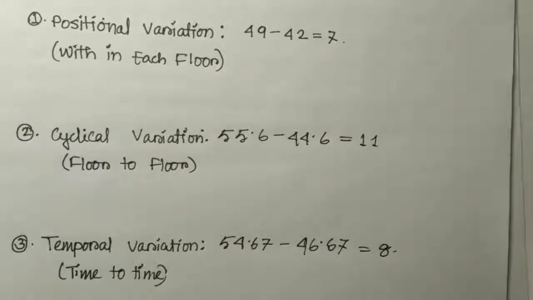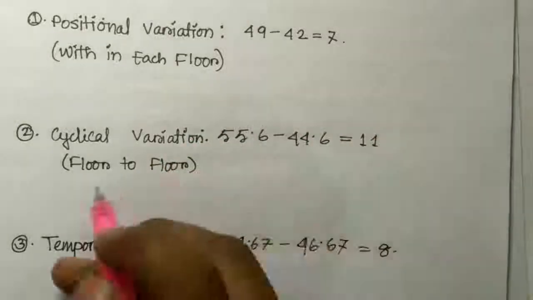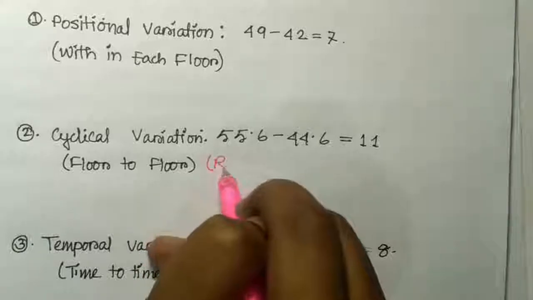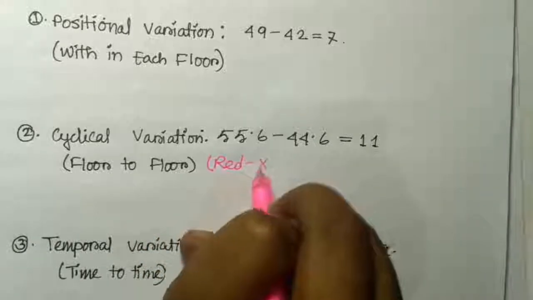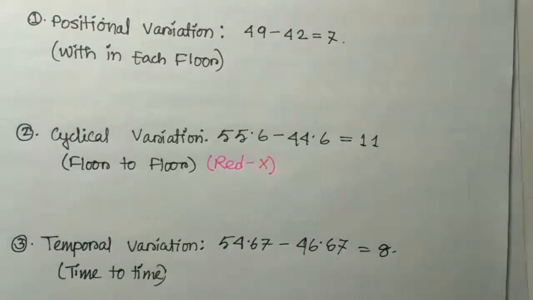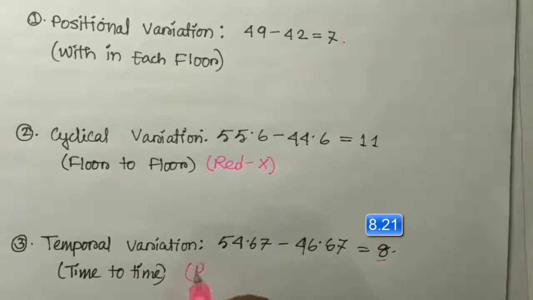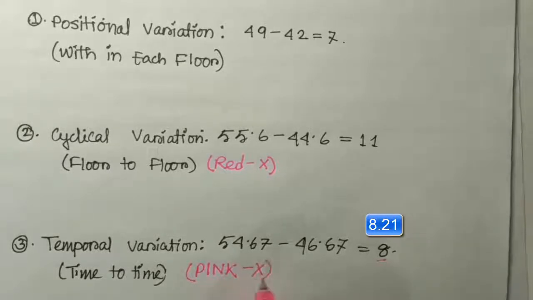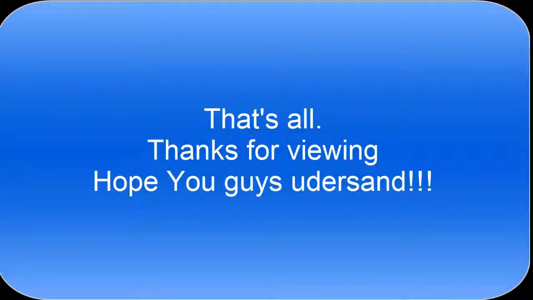The cyclical variation is the largest, so that would be our red X, the most important and serious factor affecting our quality. And the second one is temporal variation, which is 8, and that would be our pink X. Red X, pink X. And that's all for now.